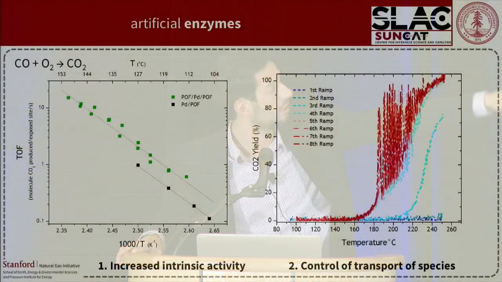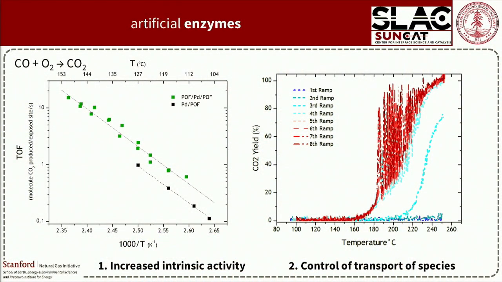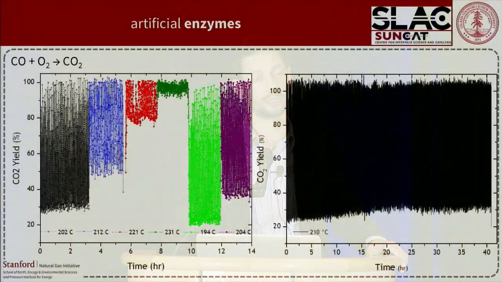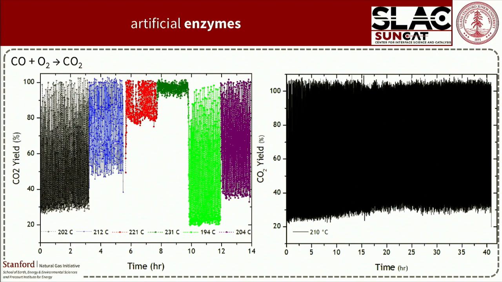And we can also get control over the transport of species, because you see those oscillations in reactivity at increasing temperature. It means that we are changing the reactivity inside these pockets, and that CO2 is confined in the pockets, and it's changing the reactivity of the system, going from a high activity state to a low reactivity state. And we can repeat this. These materials are very stable for many, many hours, and they show these CO2-induced oscillations that we hope we can use also to induce selectivity.